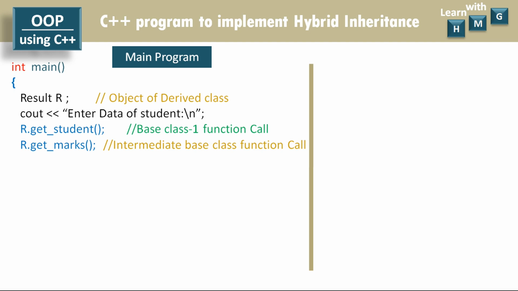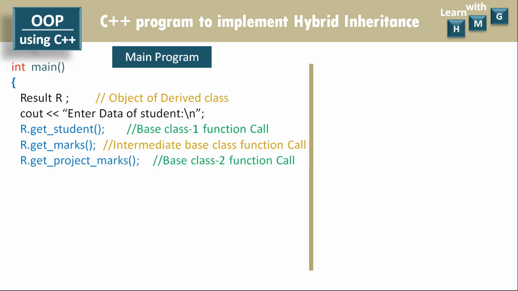This intermediate base class function, that is from the test class, getMarks, will accept marks 1 and marks 2. Then r.getProjectMarks. This is the base class 2 function call where it will accept the marks 3 value. Like this, your input operation is performed. We accepted a total of 5 values: roll number and name using the getStudent function, marks 1 and marks 2 using the getMarks function, and marks 3 using the getProjectMarks function. All three functions are being called using object r.